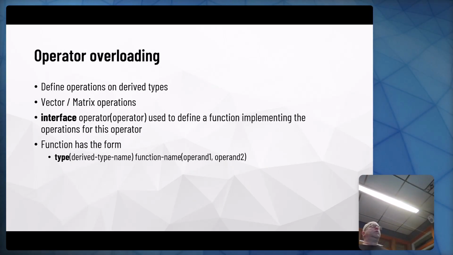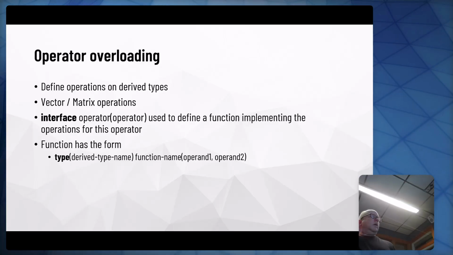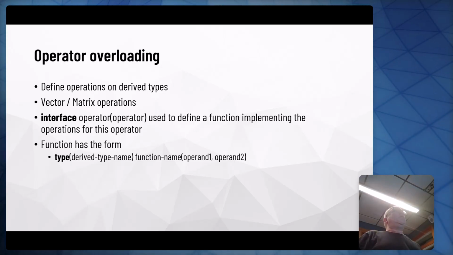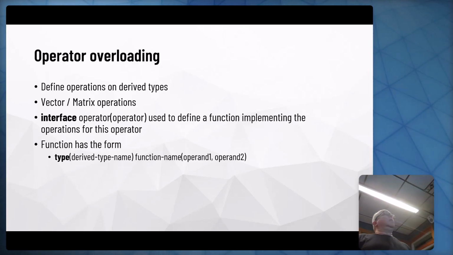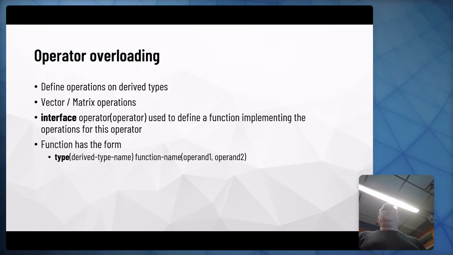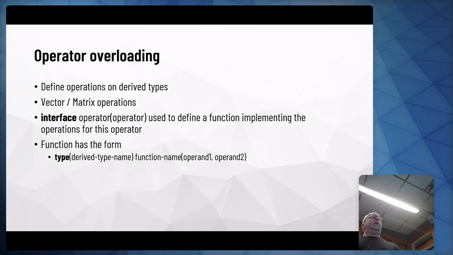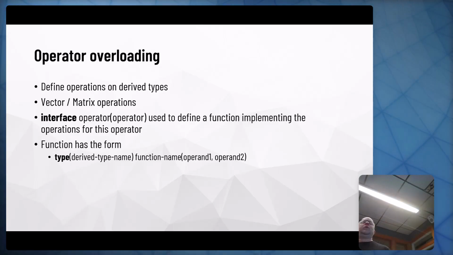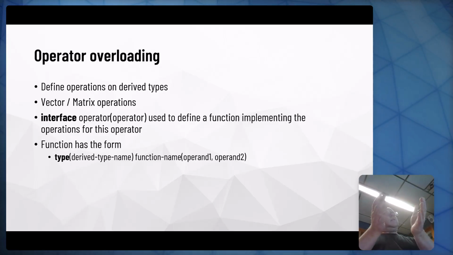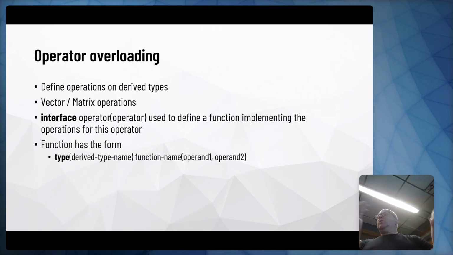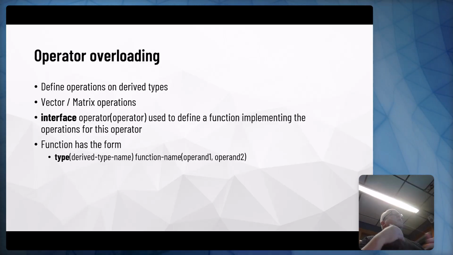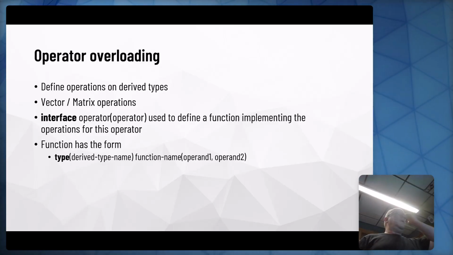Another cool thing is that you can also do operator overloading, which usually is something that you do in more object-oriented languages. But here you can actually define operations on derived types. So if you have, for example, a vector, you can define vector and matrix operations using operator overloading, which is really cool. So you have an interface operator with parentheses, and in the parentheses you can give the plus, minus, multiply, and in this interface, you declare how it should be implemented.